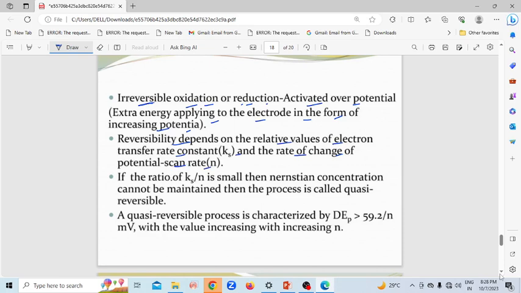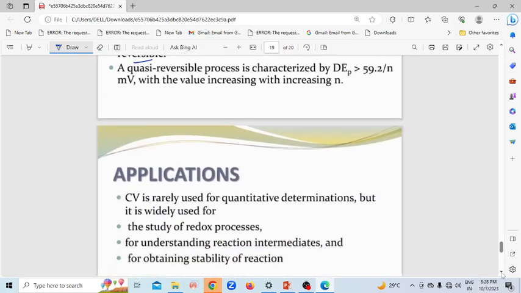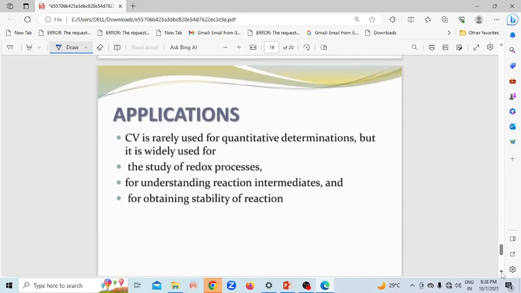If the ratio of k_s and n is small, then Nernstian concentration cannot be maintained. Then the process is called quasi-reversible. Okay, so all these parameters should be kept in mind, that is how you can control it. But you don't need to worry about this so deeply.